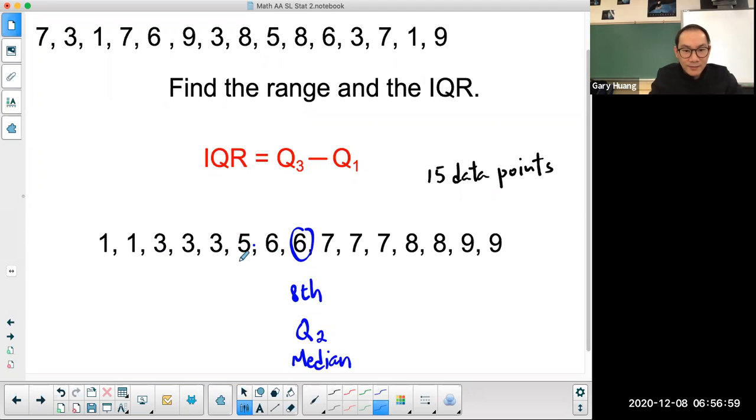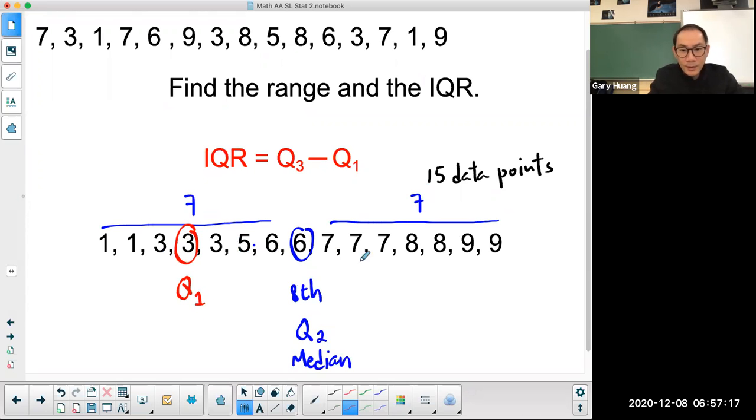Now I have 7 numbers in the front, and I have 7 numbers at the back. So the first quarter would be halfway, which is going to be the 4th data point. This is going to be my Q1. The third quarter, again, would be halfway of the second half, and halfway of the second half would be right here. This is Q3.